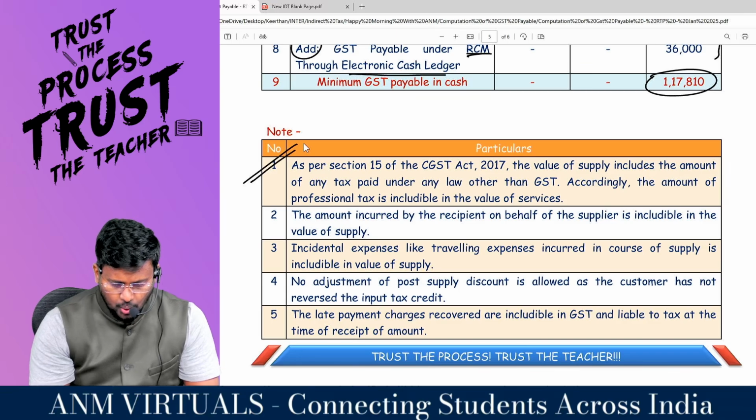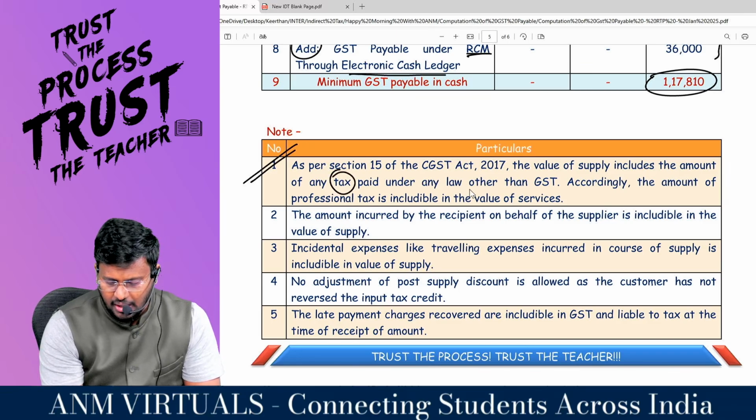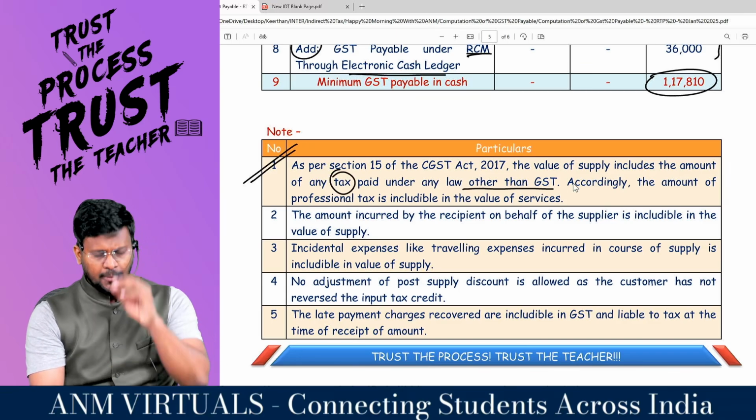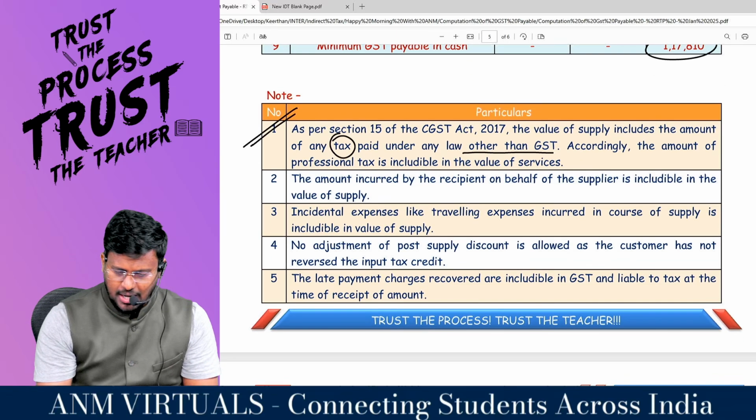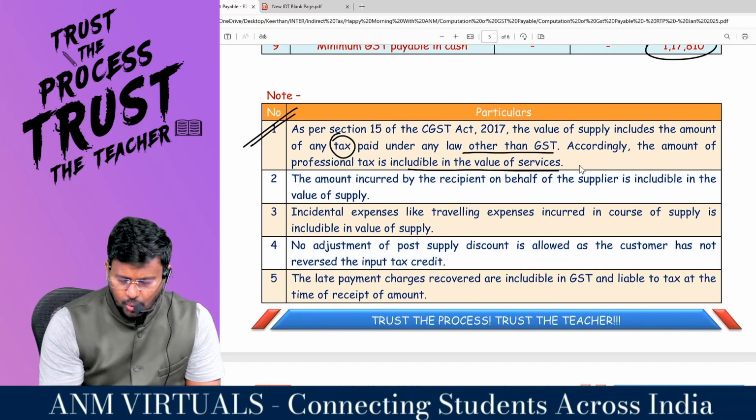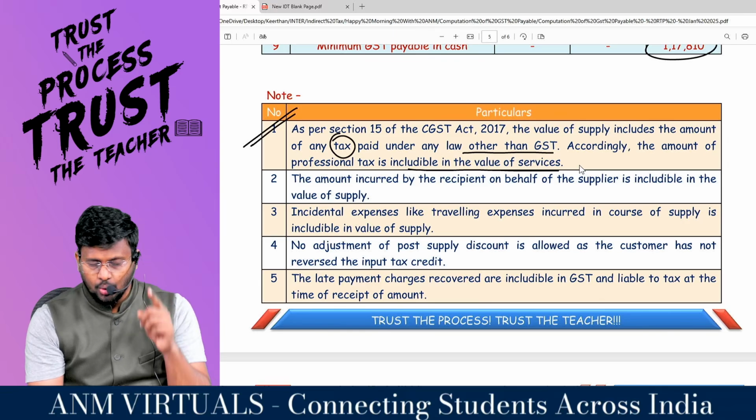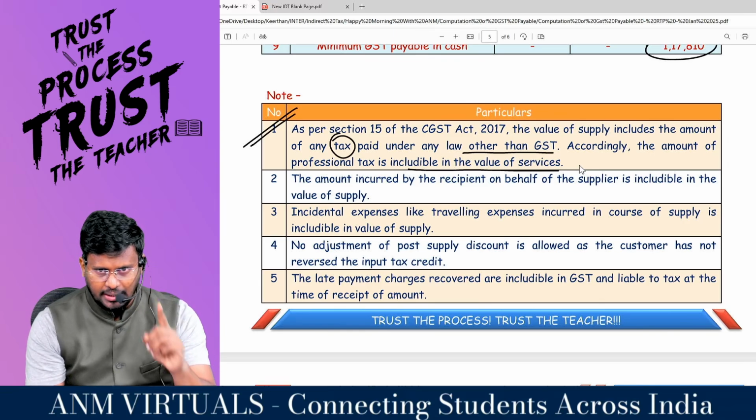Look at the note as per section 15 of the CGST Act. Value of supply includes the amount of any tax paid under any law other than what? GST. Sir, all taxes other than GST. Accordingly, the amount of professional tax is included in the value of supply. You have to write notes like this. Don't simply do the calculation.